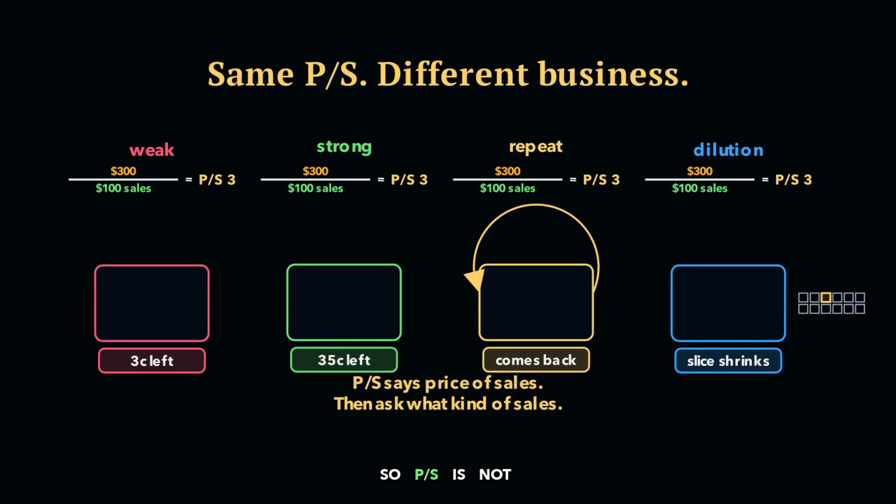So, PS is not a verdict. It is a starting point. It says, here is the price of sales. Then you still have to ask, what kind of sales?